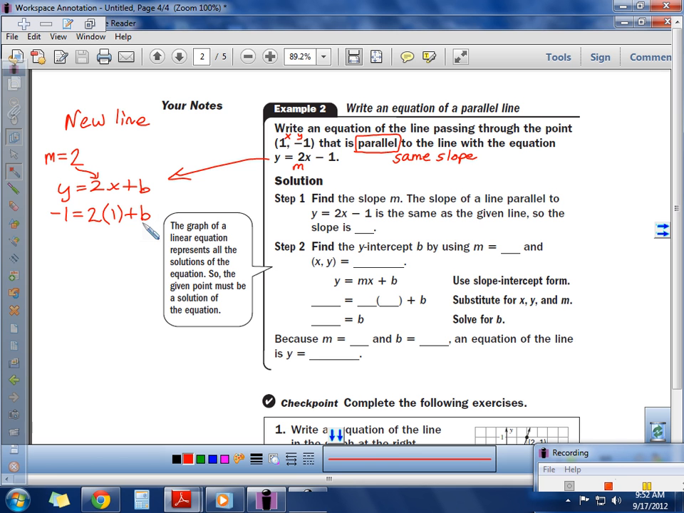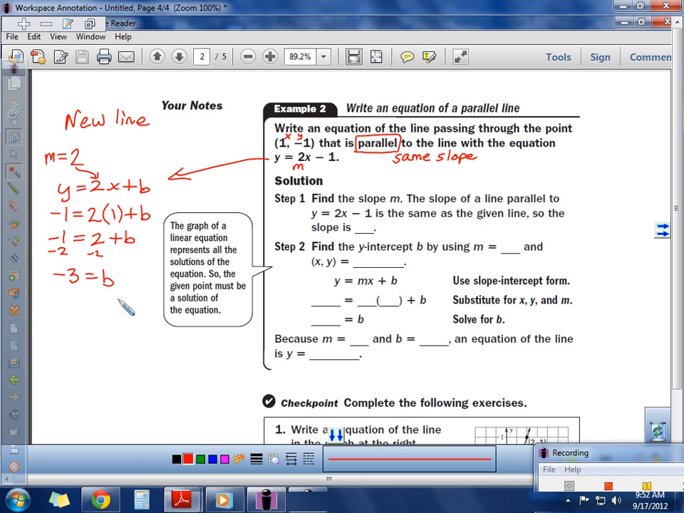Now, this is a simple equation to solve. There's just a couple steps. What's 2 times 1? How do I get b alone? Subtract 2 from each side. I'll write it out. And I get negative 3 as b.